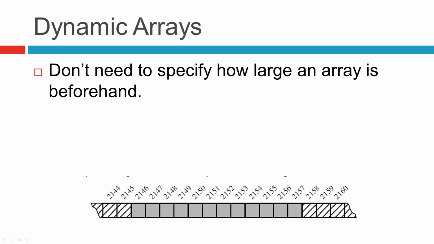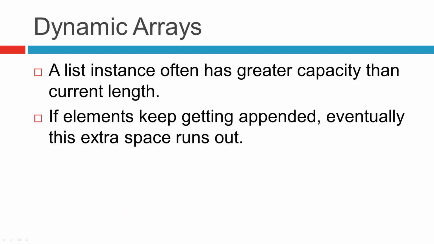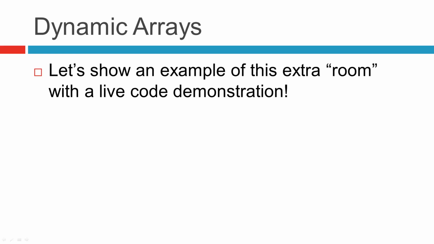You can just keep constantly adding to it. So how does Python actually do this? Well, it does this through the use of dynamic arrays. That list instance actually often has a greater capacity than its current length. So if you put in a list with 3 elements in it, usually that list is going to actually have a greater capacity to hold more elements than just the 3 you initiated it with. But if you keep appending elements to that list, eventually even that extra space is going to run out.